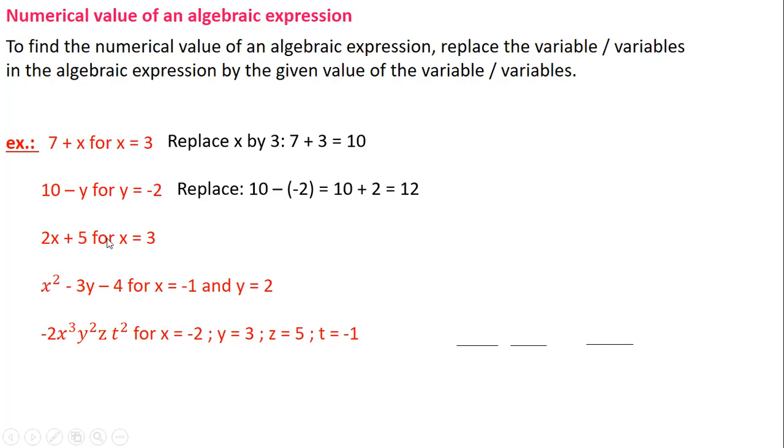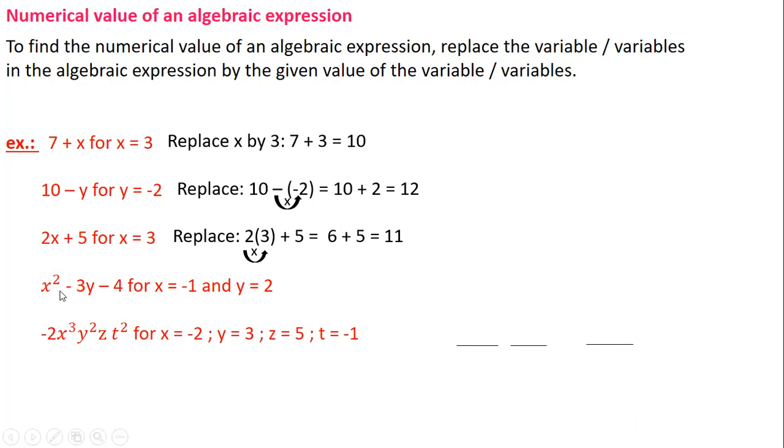2x plus 5, we should replace x by 3. Let me remind you what we mean by 2x. 2x means 2 times x. So here, when we replace x, since it is multiplied by 2, we also replace x in between parentheses. Now I write 2 multiplied by 3 plus 5. 2 multiplied by 3 is 6. 6 plus 5 is equal to 11.